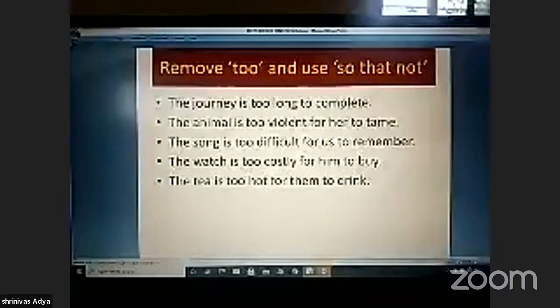Second one, the animal is too violent. Nandini Kulkarni, give your answer. The animal is so violent that it was tamed to her.